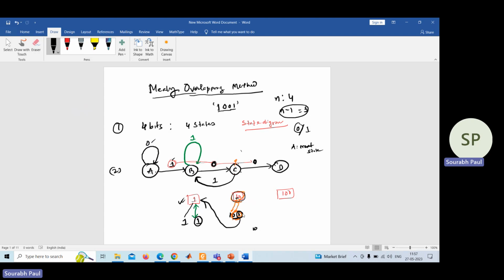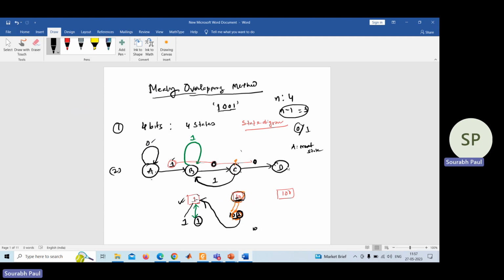If they are not the same, then you take the extreme right side bit. As it is 2 bits, you need to take 1 bit, that is the right hand side bit, that is 1, and that one you need to compare with this one. This 1 bit state, if they are the same, you have to go to that state. If they are not the same, you need to go to the reset state. This is the rule you need to follow.